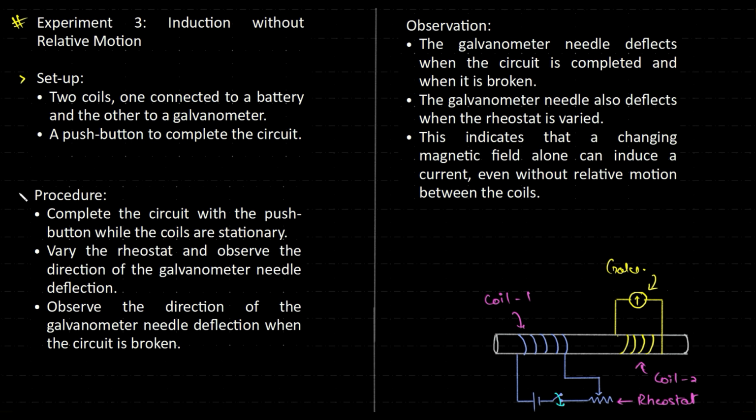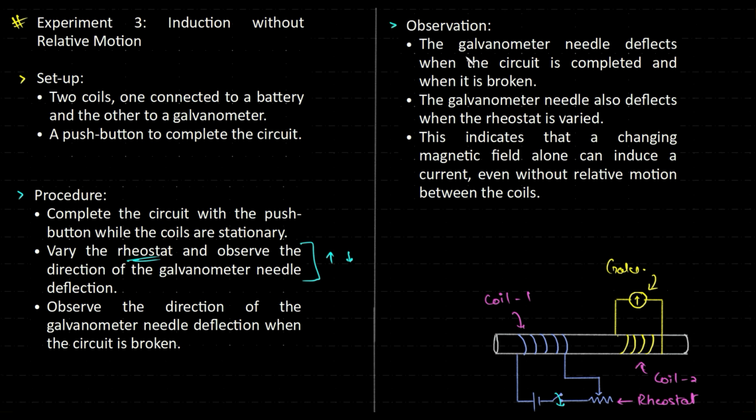So what is that we're looking at? Complete the circuit with the push button while the coils are stationary. The coils are stationary. Vary the rheostat and observe the direction of the galvanometer needle deflection. Observe the direction of the galvanometer deflection when the circuit is broken. So there are three variations that we have spoken of. Varying the rheostat, it can increase or decrease. Doesn't matter. We can increase the resistance or decrease the resistance of a rheostat.